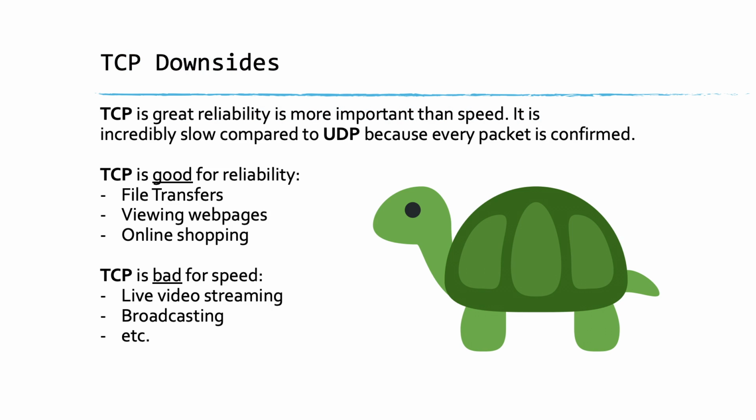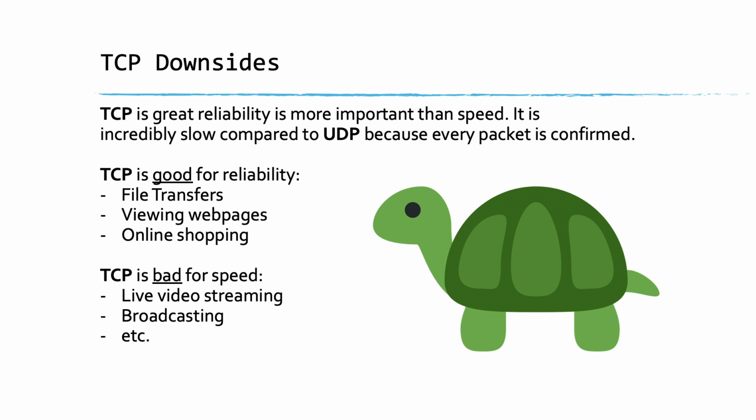So TCP has a lot of downsides. It's good for several things, but it's also not good for other things. TCP is really great for reliability. When you want to make sure every part of a file is downloaded or resources are intact bit for bit, we use TCP. So TCP is good for file transfers, viewing web pages, online shopping. We need to make sure everything is correct bit for bit. TCP is not great for speed though.